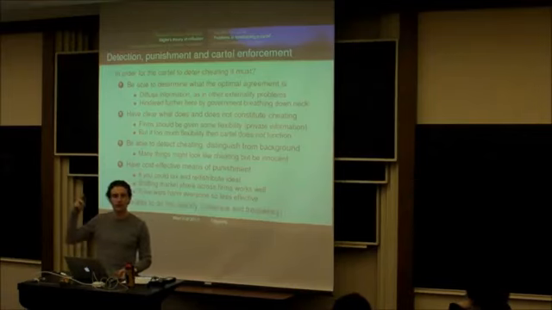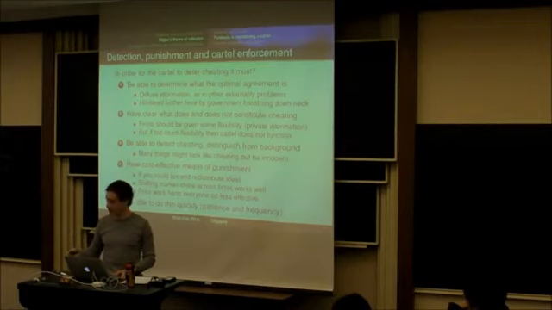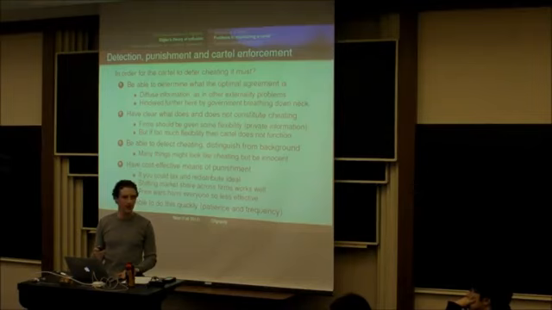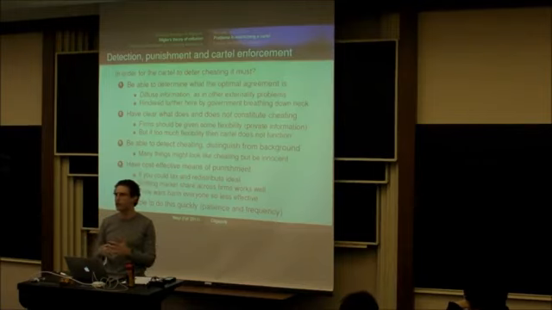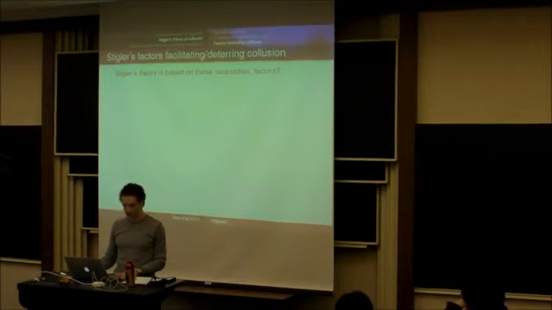And you have to be able to punish the people quickly, right? Because if you don't punish them quickly, they're like, okay, well, eventually they'll catch me, but who cares? I will have made a bunch of money by then, right? So the more patient, the more long-term oriented people are, and the more frequently they interact, the easier it's going to be to deter collusion.